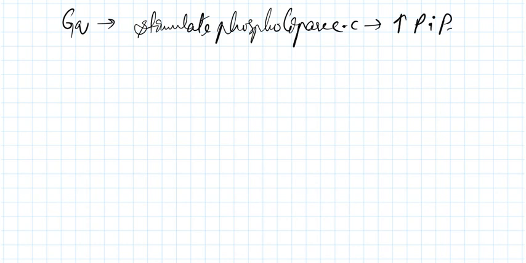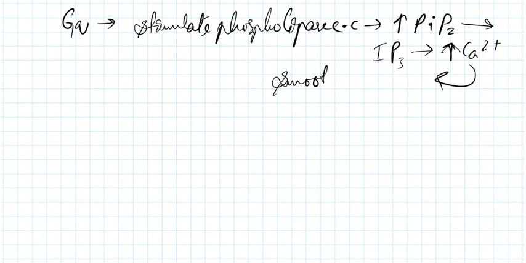This phospholipase C increases phosphatidylinositol bisphosphate, PIP2. This PIP2 increases inositol triphosphate, IP3. This in turn increases calcium ions. So what does this increased calcium level do? It causes smooth muscle contraction. So when these Gq receptors are stimulated, it leads to smooth muscle contraction.